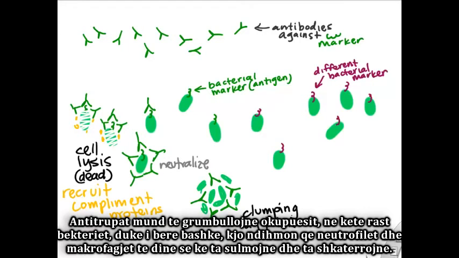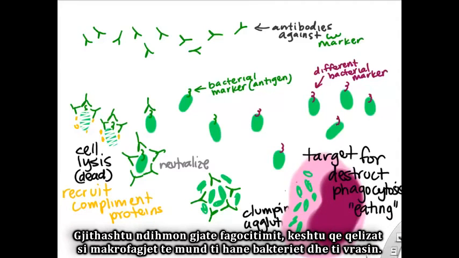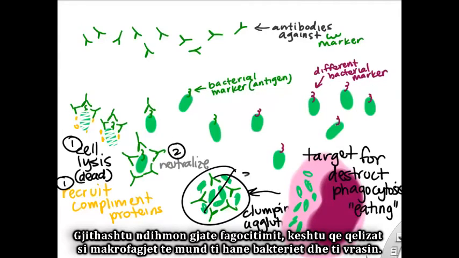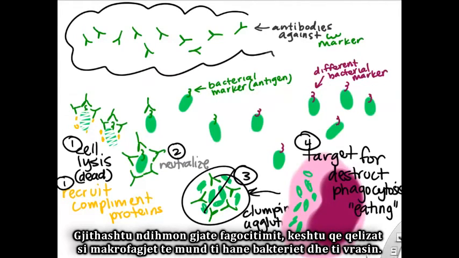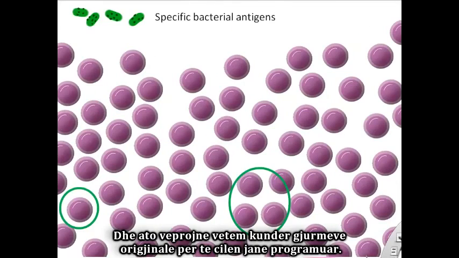Antibodies will also clump up the invader, in this case the bacteria. By clumping them together, it helps the actual neutrophils and macrophages know what to target and destroy. It also helps in phagocytosis, so that cells like the macrophage can eat those bacteria up and kill them. So antibodies have a lot of powerful defense actions, but they're very specific. They will only work against the original marker that they were designed against.